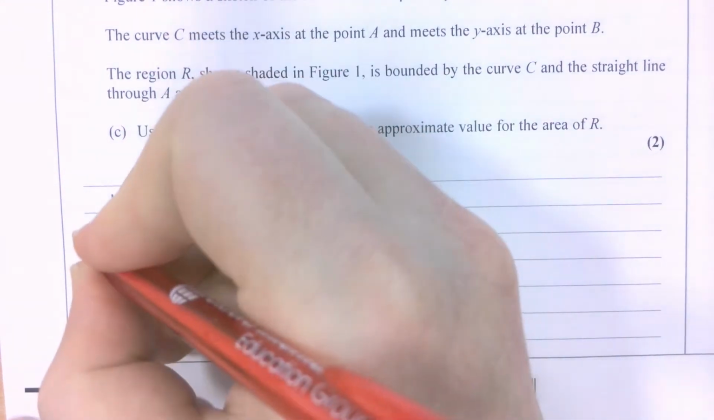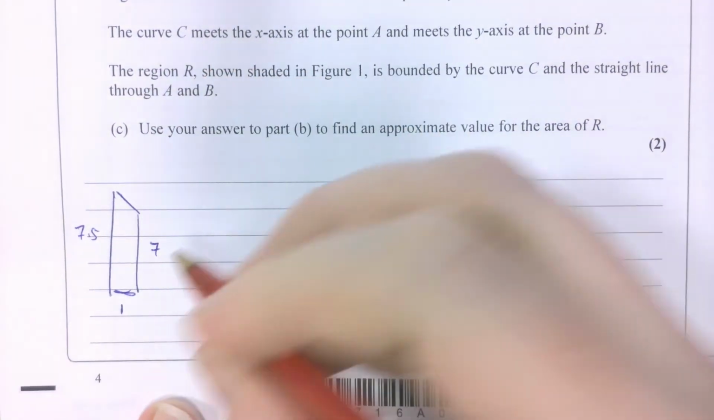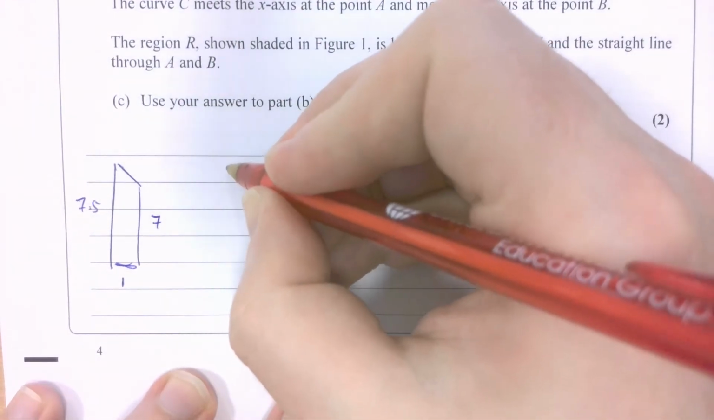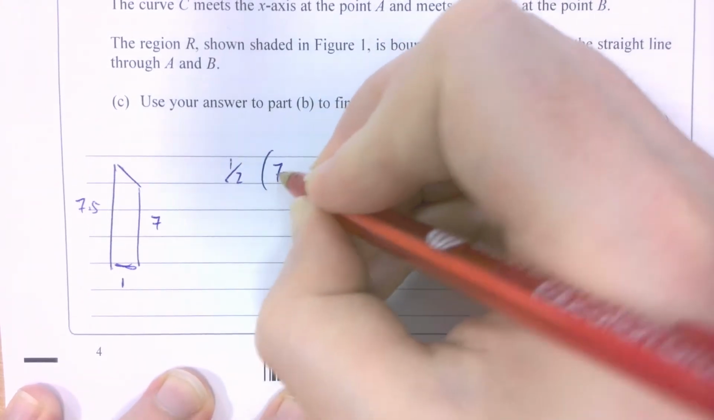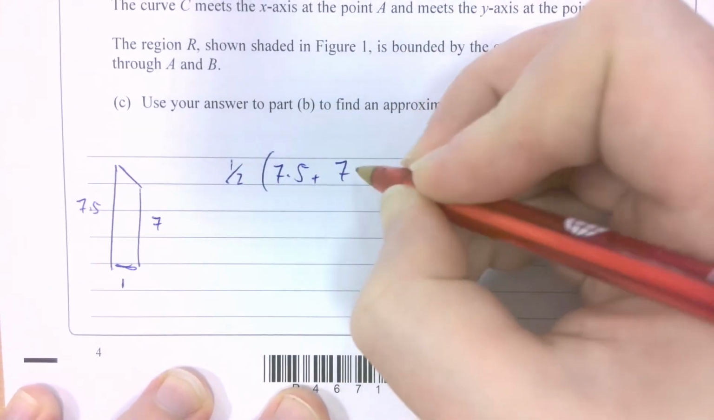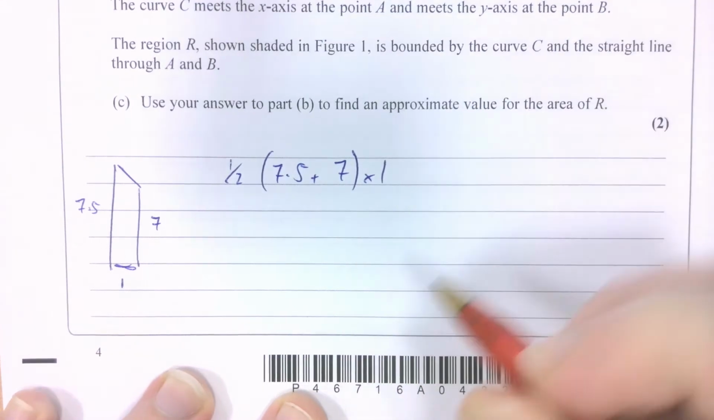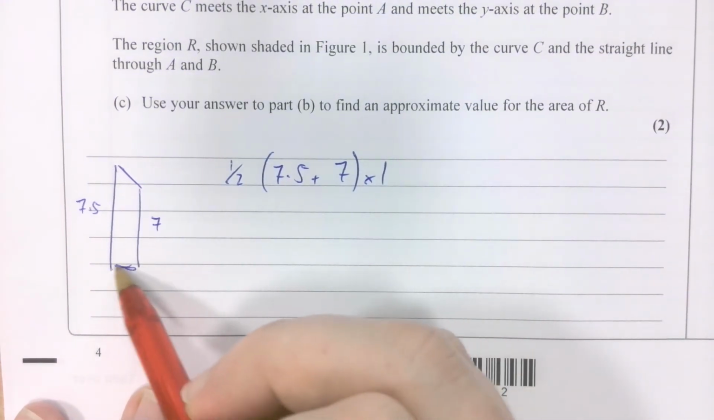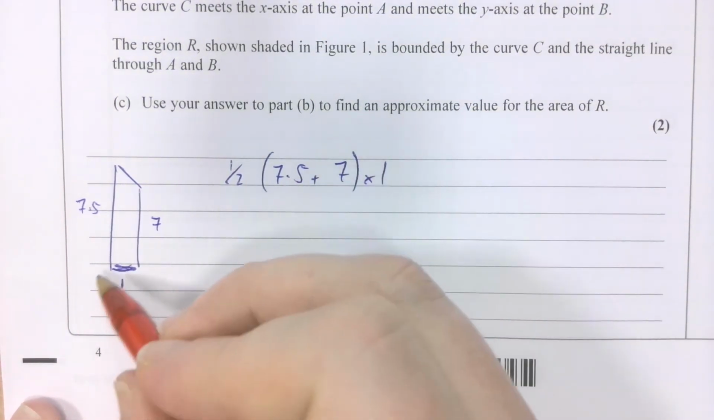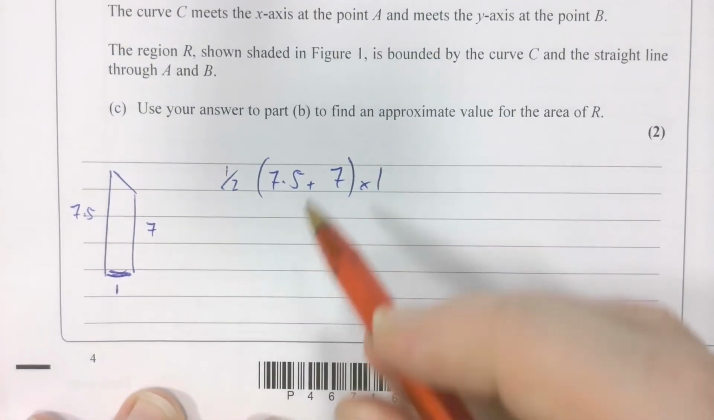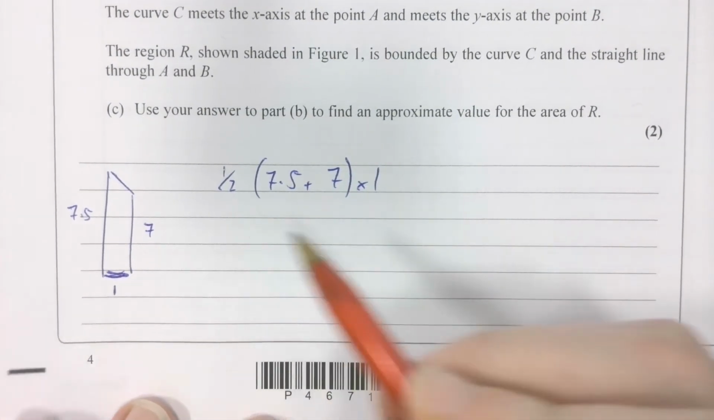Let's say that this is 7.5. Let's say that that's 7 and that's 1. We find the area of a trapezium like that by adding together both the parallel side lengths and then multiplying the result by the perpendicular breadth of the shape. Okay, 7.5 plus 7 times 1 over 2.